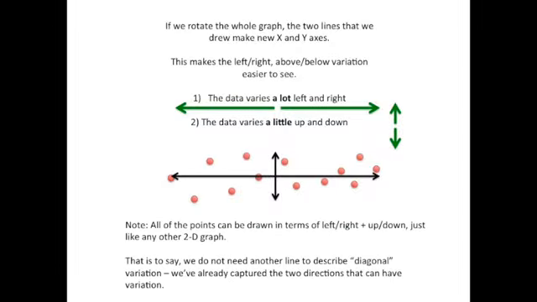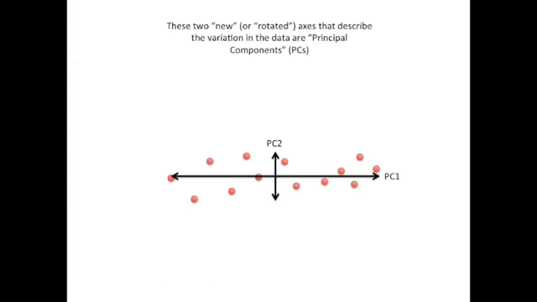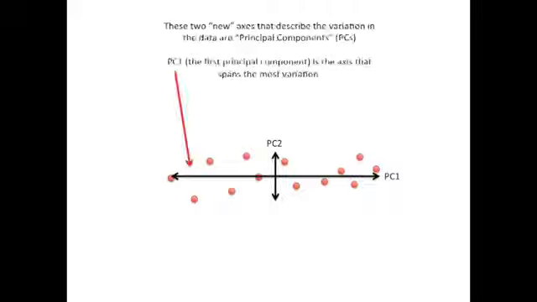Note, all of the points can be drawn in terms of left and right and up and down, just like any other 2D graph. That is to say, we don't need another line to describe diagonal variation. We've already captured the two directions we can have variation with these two lines. These two new or rotated axes that describe the variation in the data are principal components.